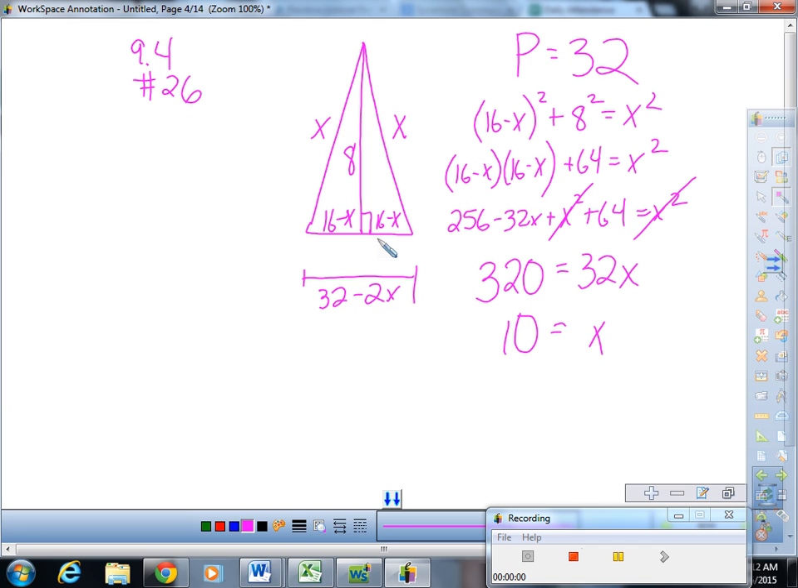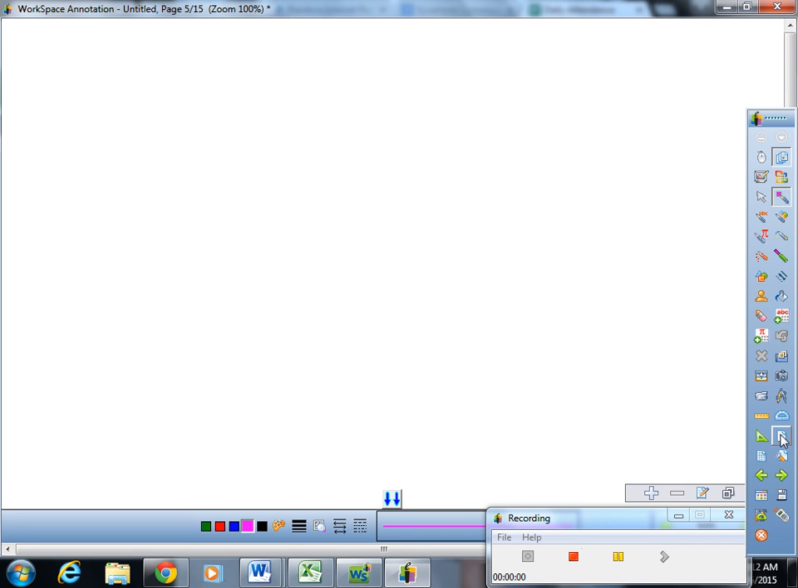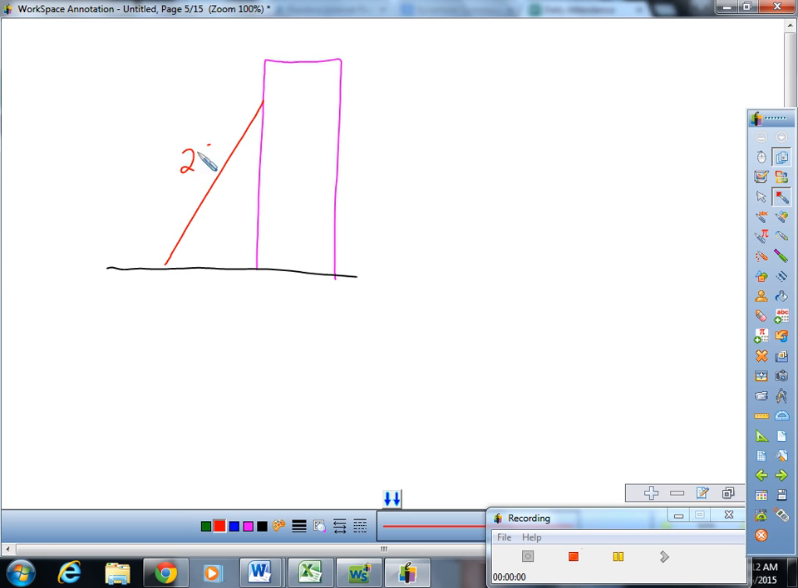So, 27. Is this the latter one? These are seriously three of my favorite problems of the year. Okay, so we got a wall. We got a ground. And we got a ladder. The ladder is 25 feet long. It touches 20 feet up on the wall.